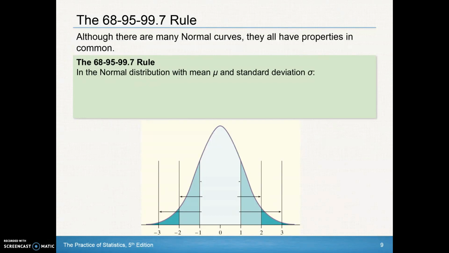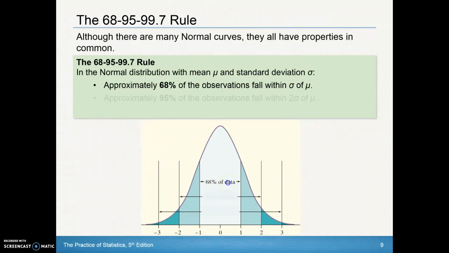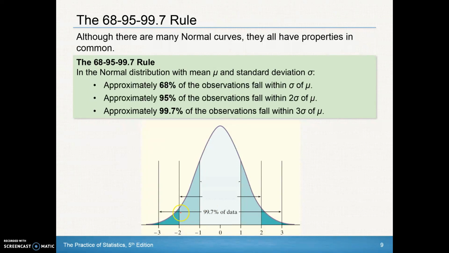So there's a rule with a normal distribution called the 68-95-99.7 rule. What it says is, if you fall within one standard deviation of the center, if I go one standard deviation above and one standard deviation below, that covers 68% of the data. 95% of the data would be covered if I go to two standard deviations above and below. And 99.7% of the data is covered if I go 3 standard deviations above and below. That helps us with some of our approximations under the curve.